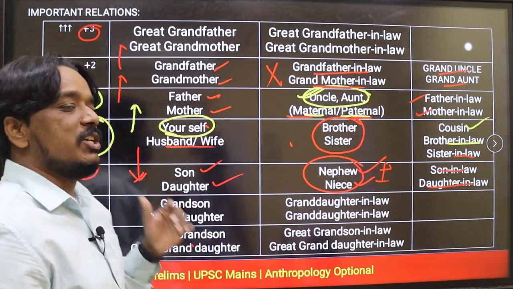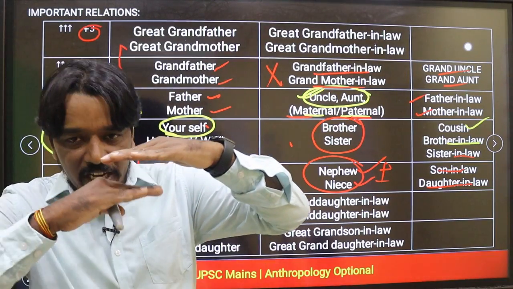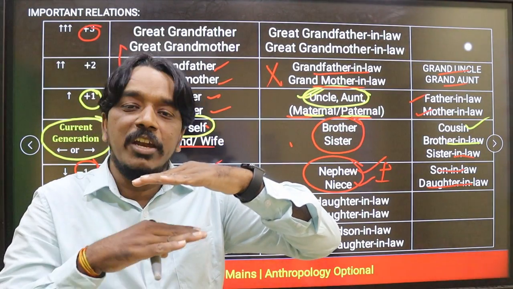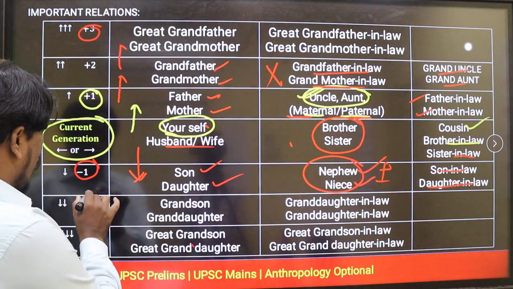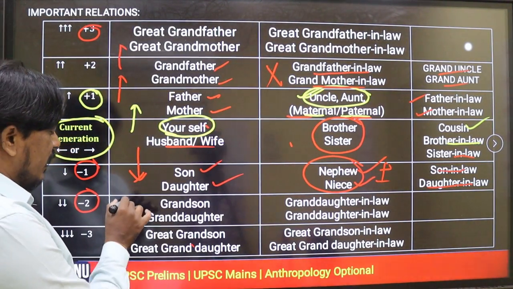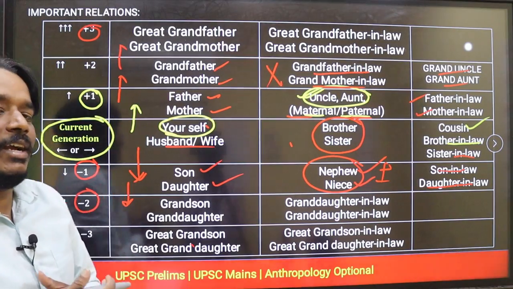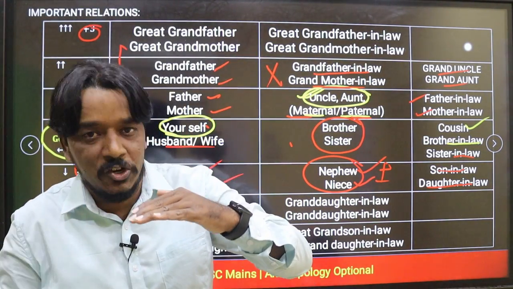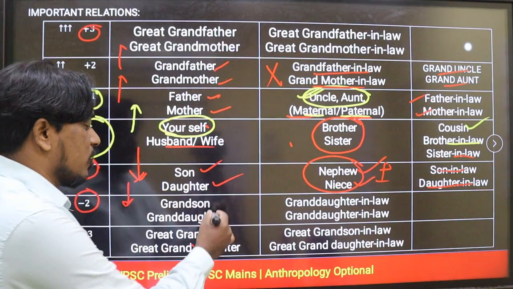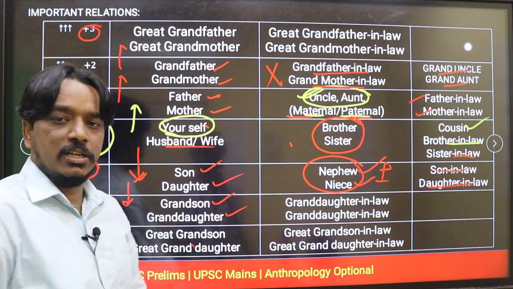This is a -1 generation. If you are here, in the next generation you will get children, nephew, niece, son-in-law, daughter-in-law, like this. Even if you go one more generation below, that is -2 generation, here we will get grandchildren as the first important thing. Your children's children, right? Grandchildren, grandson and granddaughter is important.